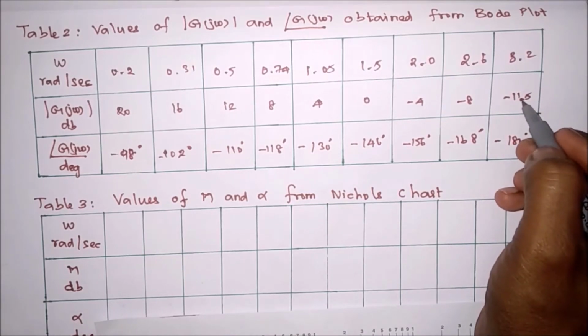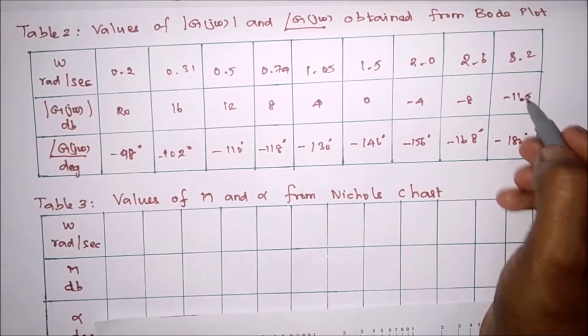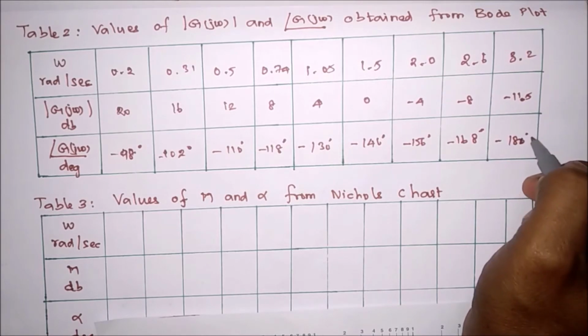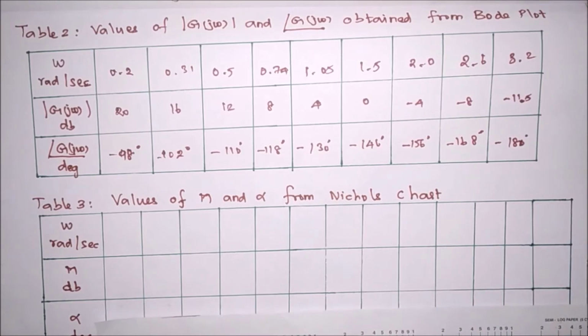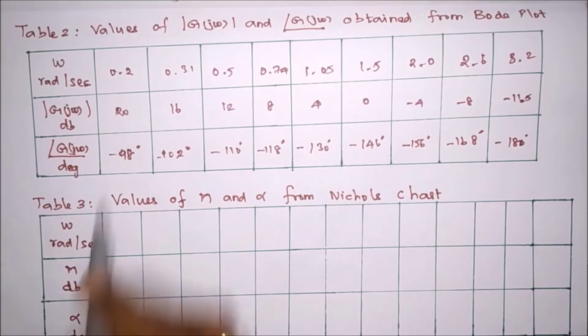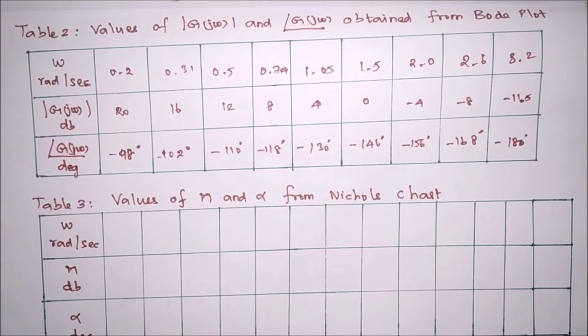So why did we stop at 11.5 here instead of 12? Because we reached minus 180 degrees, so we can stop up to this. So now, from these values, we have to draw the Nichols chart.